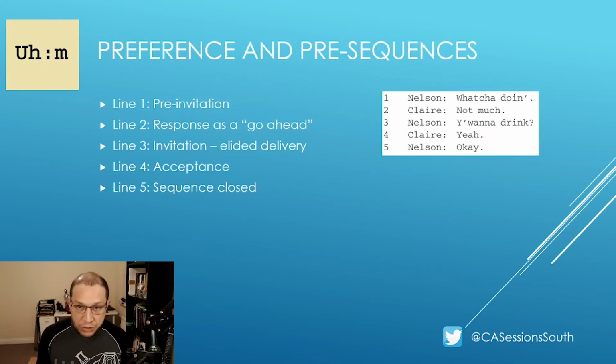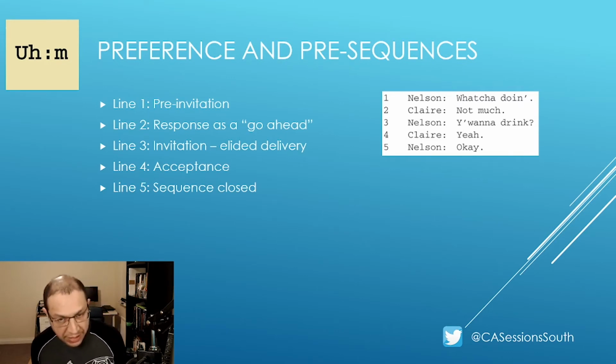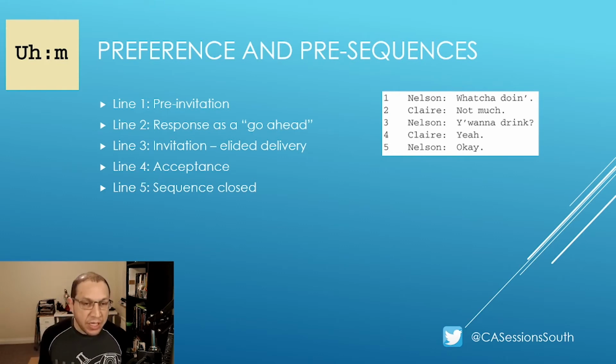And these preludes to a focal action, or pre-sequences, can also offer a good illustration of preference organization. A pre-sequence can serve to minimize the risk of receiving a dispreferred response, such as a rejection to an invitation. In this sequence, Nelson initiates with a pre-invitation. "What you doing?" This is a kind of conversational fishing exercise. On line 2, Claire responds with "not much."